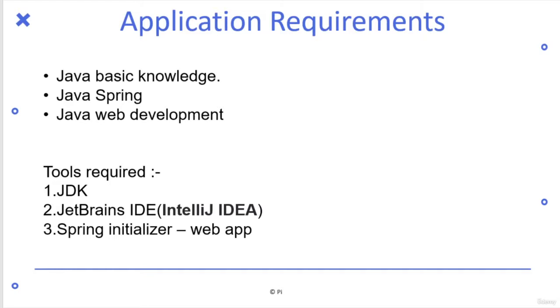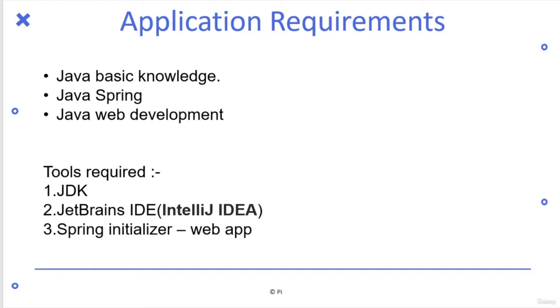Application requirements: Java basic knowledge. You should have some Java basic knowledge regarding the syntaxes and so on. I'm not going to explain Java from scratch, but I'm going to tell you for some simple cases. For the Java Spring framework, I'm not going into the syntax or depth of Java Spring, but you should know the Java Spring part. Otherwise, I am going to explain it also here. Then Java web development: how a web application is developed in Java in regard to the servlet part, what the front end and back end are, each and everything.